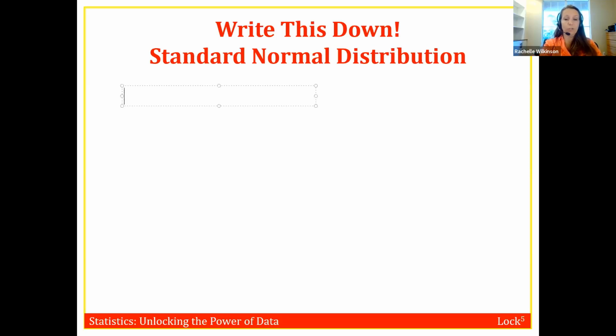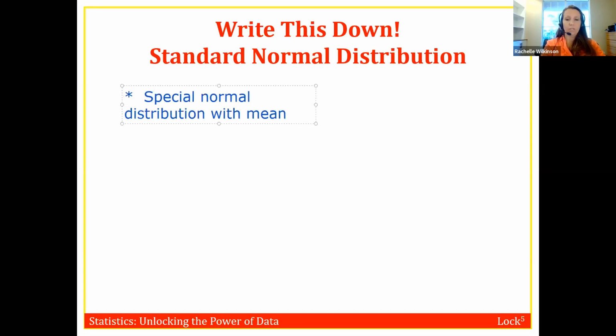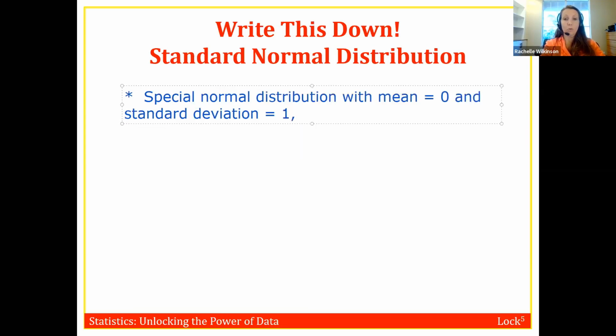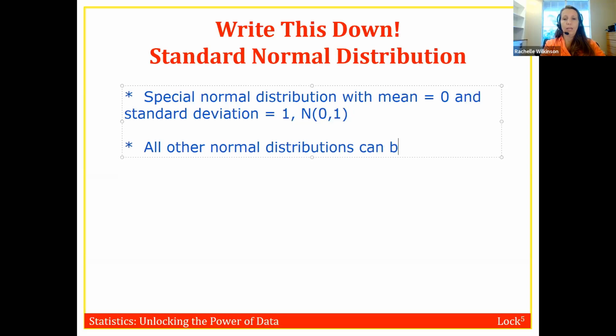The standard normal distribution is a special normal distribution that has a mean equal to 0 and a standard deviation equal to 1. So in our normal distribution notation, that would be normal 0, 1. The reason why it's so special and why we talk about it specifically is because all other normal distributions can be made to look like the standard normal distribution.